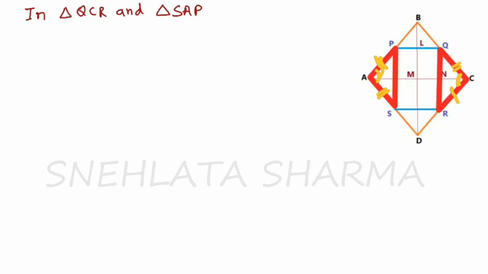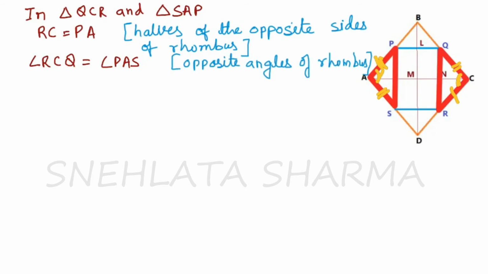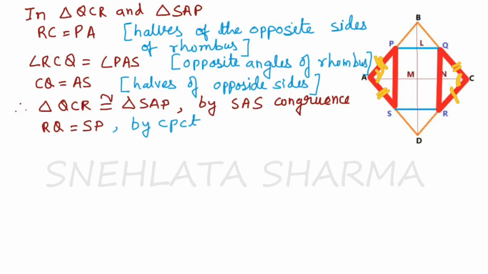Let us write all this. We have RC is equal to PA, halves of the opposite sides of rhombus. Also, angle RCQ is equal to angle PAS. These are opposite angles of rhombus. Also, we have CQ is equal to AS because halves of the opposite sides of rhombus. By these three, we can say that triangle QCR is congruent to triangle SAP by SAS congruence rule. So, by CPCT, we can say that RQ is equal to SP. We will use RQ is equal to SP later on. Let's mark this as equation 2.